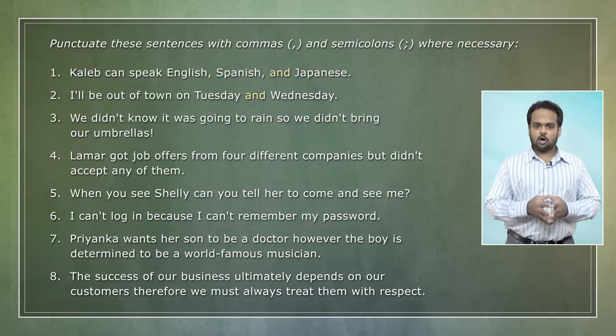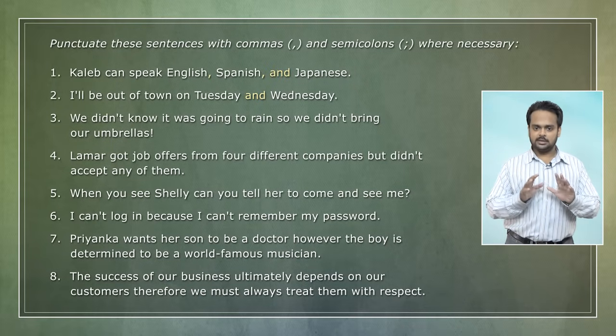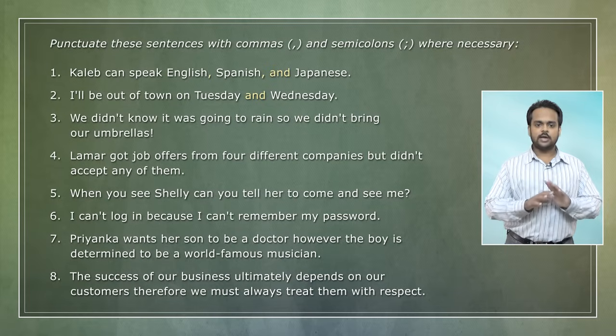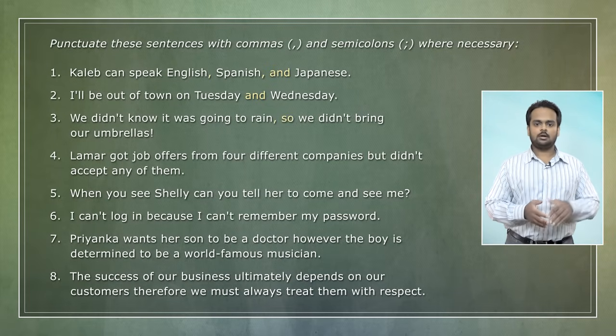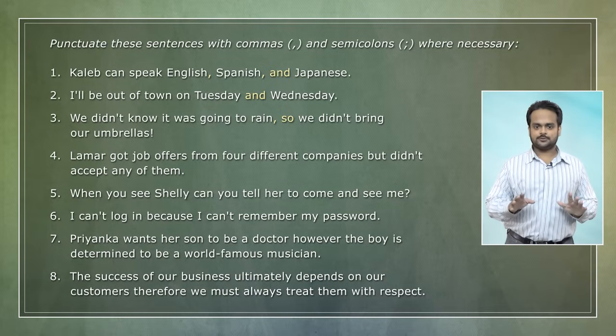In number three, there are 2 clauses. The first is, we didn't know it was going to rain. Then there's the conjunction so, and then the second clause, we didn't bring our umbrellas. Both of these clauses are independent, meaning that they can stand alone as sentences. For this reason, we put a comma after the first clause. What about number four? In this sentence, you need no commas.